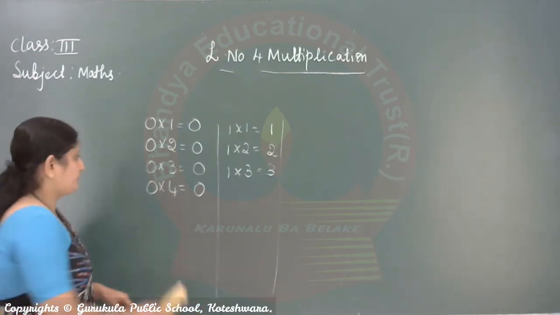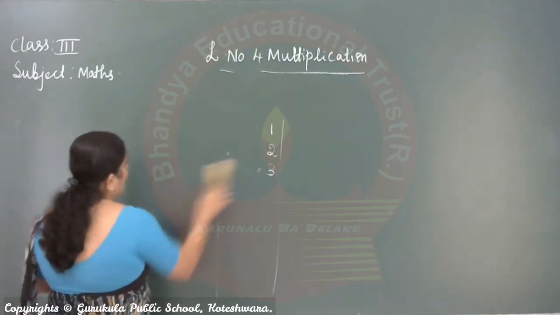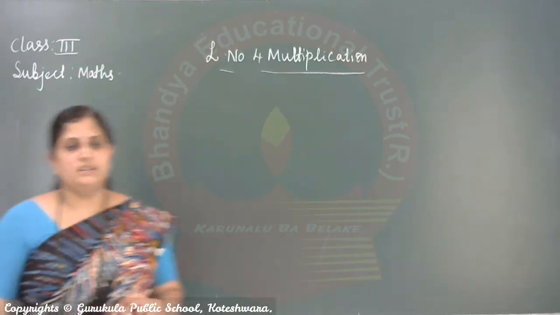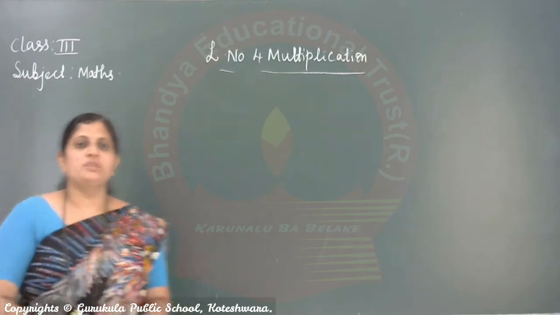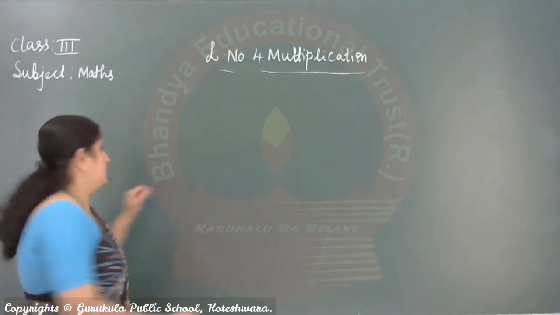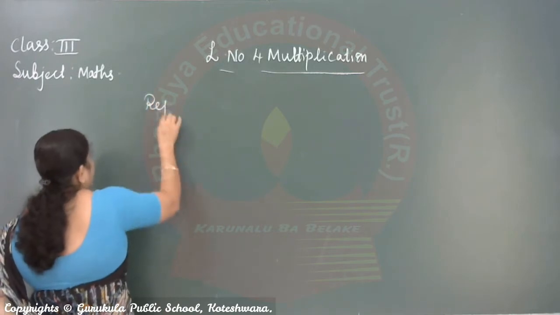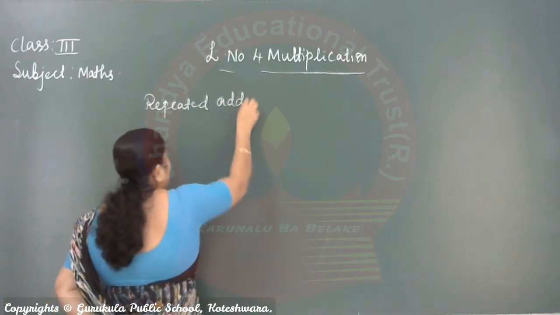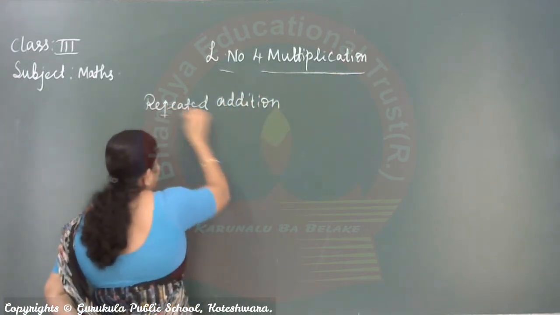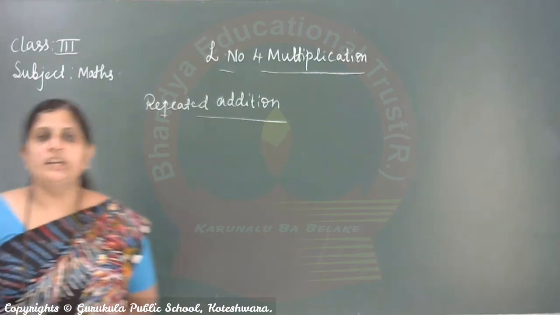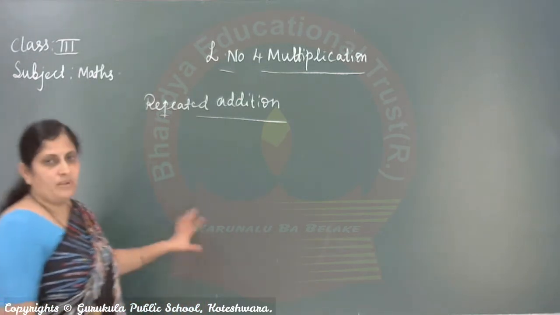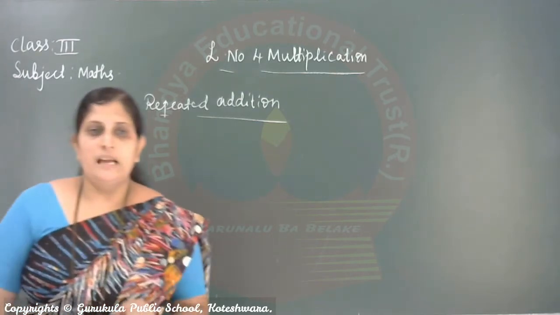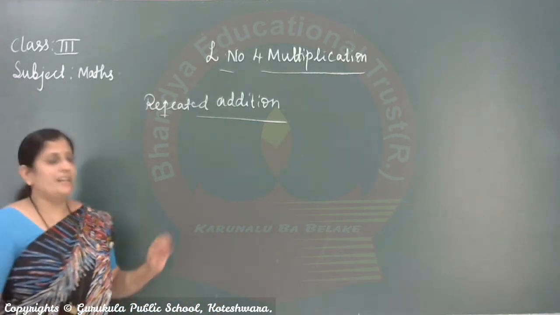Okay? Now next, we can understand what is multiplication. What is multiplication? Multiplication is repeated addition. Multiplication means what? It is repeated addition. How can we say that multiplication is repeated addition? By going through some examples. I'll explain with some examples. With that you can understand that multiplication is repeated addition.